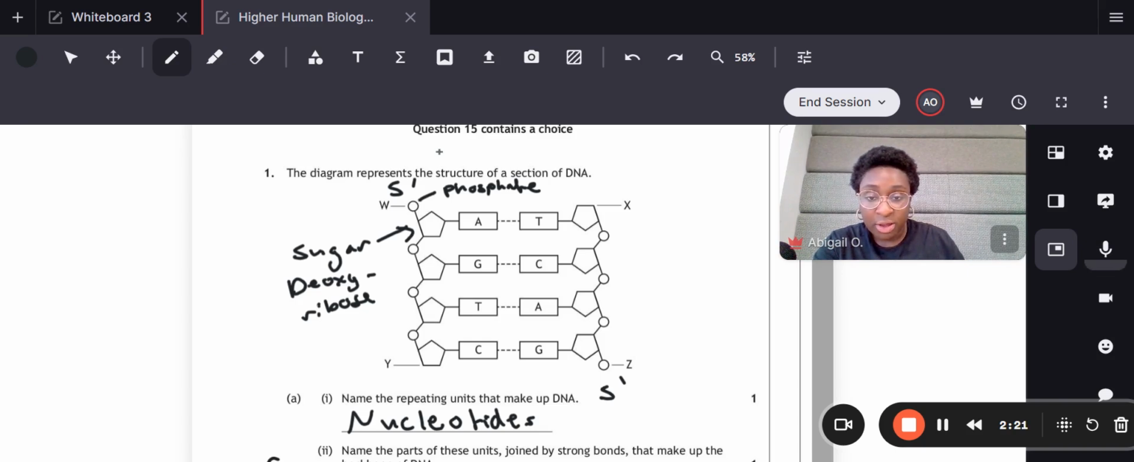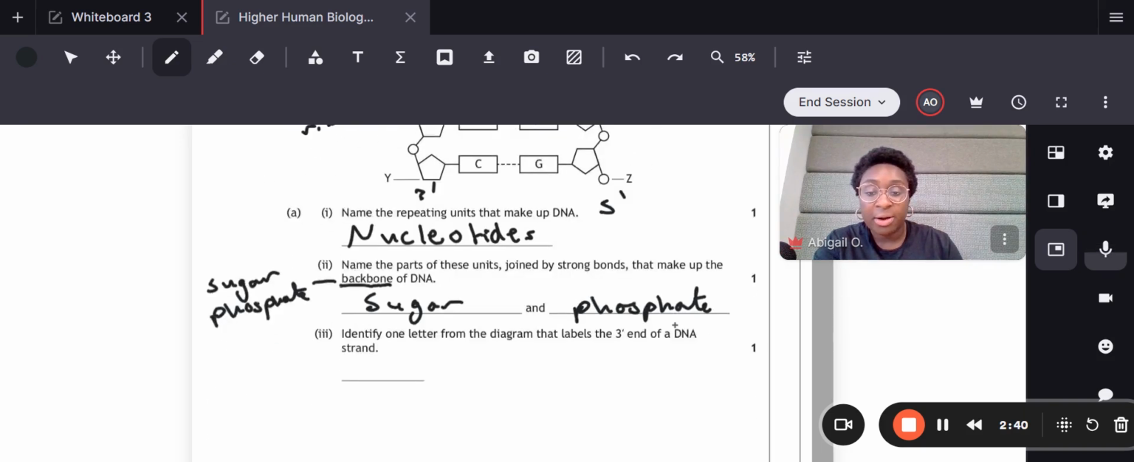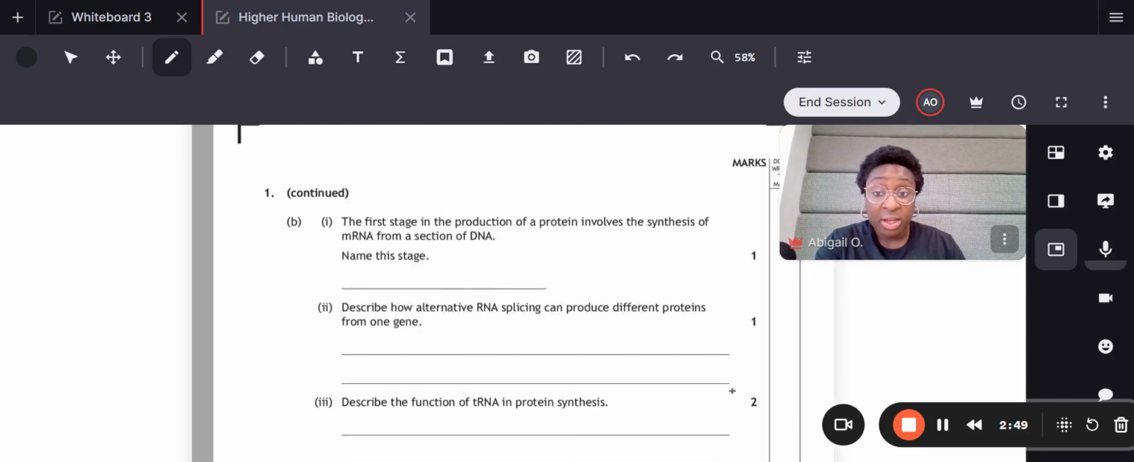So let's just draw that in. That means that this side here is going to be 3', which means this side here will also be 3'. So if we're trying to figure out what letter labels that 3' end, then the two letters we could possibly write are going to be X, or we could write Y, either or to get that mark. So we're going to continue on.